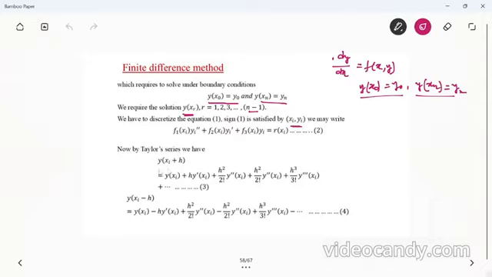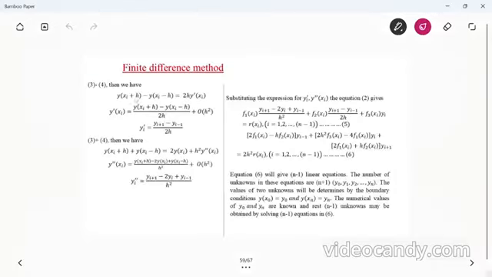Now by Taylor series we have y of xi plus h equals y(xi) plus h y dash(xi) plus h square by 2 factorial y double dash(xi) plus h cube by 3 factorial y triple dash(xi), and so on. And y(xi minus h), again by Taylor's formula, equals y(xi) minus h y dash(xi) plus h square by 2 factorial y double dash(xi) minus h cube by 3 factorial y triple dash(xi), with alternating signs. So we are using the Taylor series formula for y(xi plus h) and y(xi minus h). Now we are subtracting 3 and 4, and adding 3 and 4.